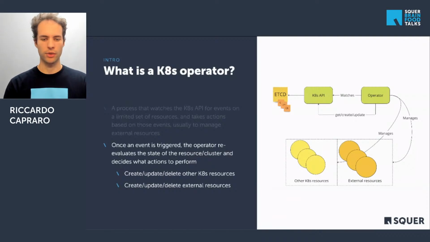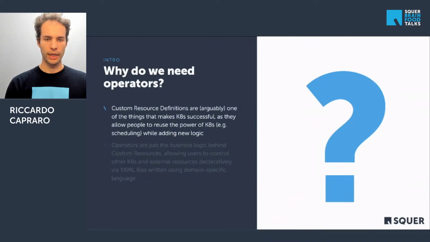Once an event is triggered, what happens is the operator reevaluates the state of the cluster through the API. It does not act on the change, but it acts on the actual state of the cluster, and then it does creation or update or delete of the various resources, external and internal.